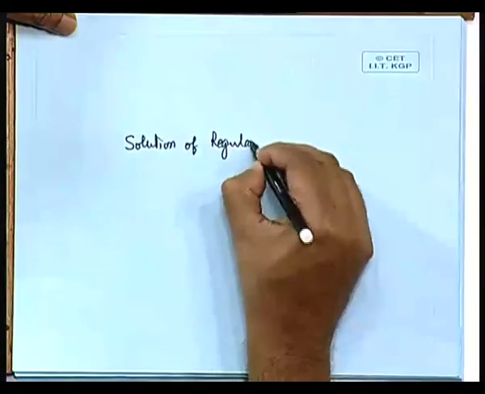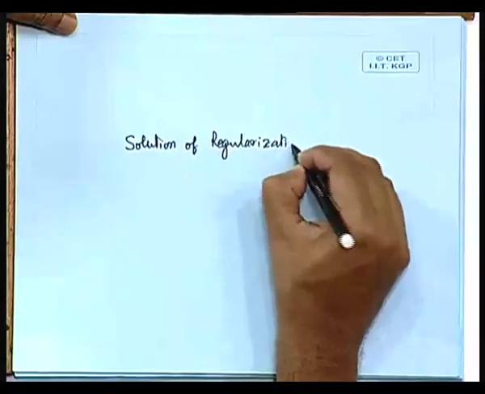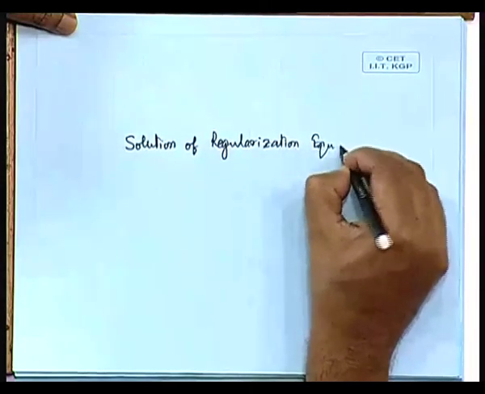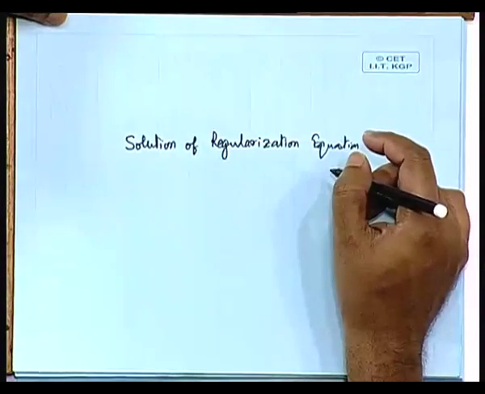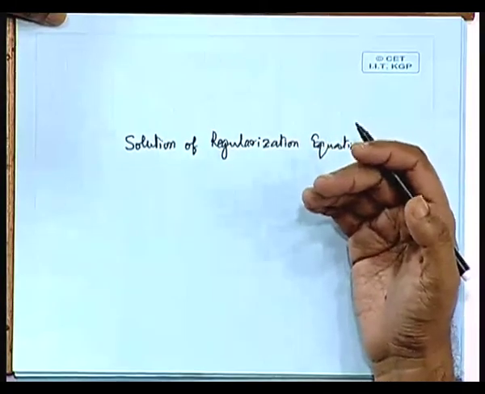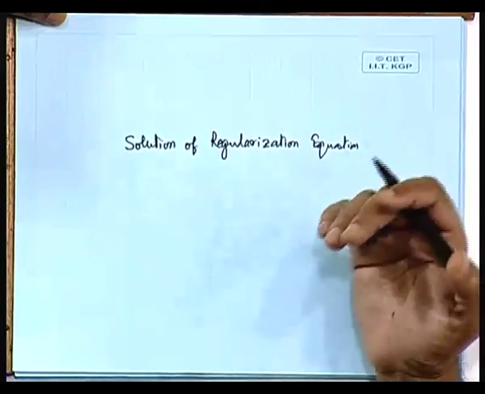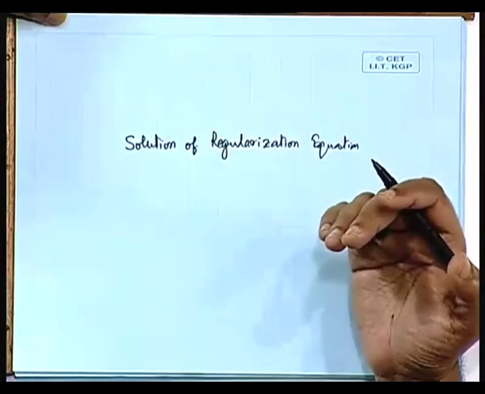So our topic for today is solution of regularization equation. Of course, the solution is quite involved because unlike the earlier cases where the minimization of the cost functional meant only the minimization of the square error term, in this case it is the square error term plus the smoothness or the regularizing term which also comes into play.